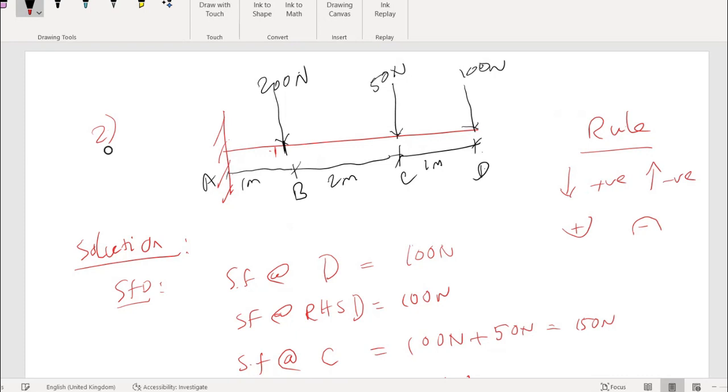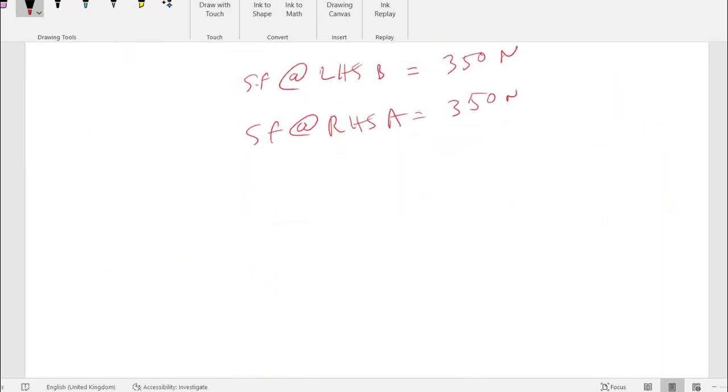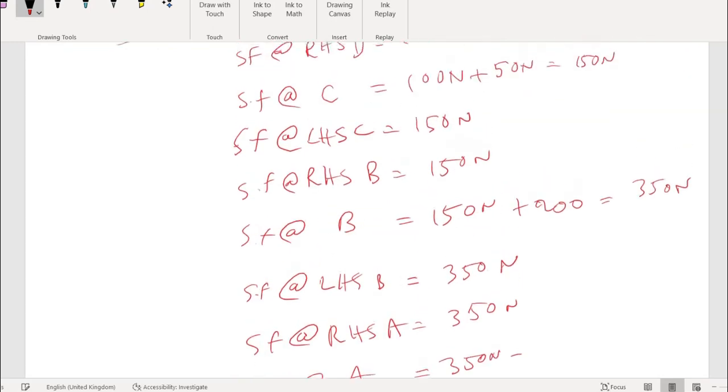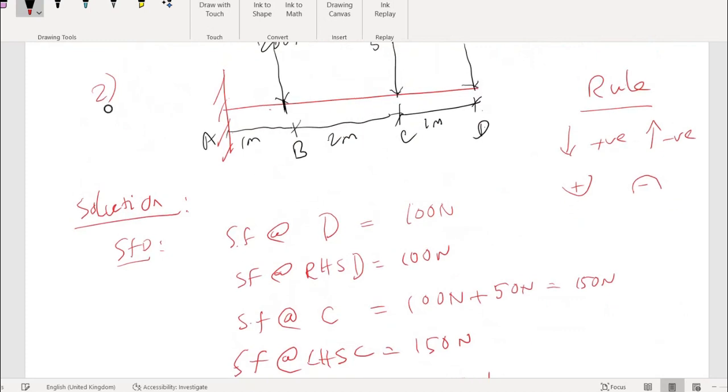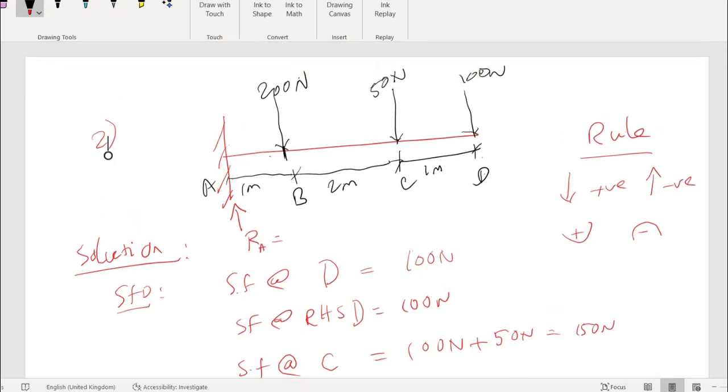Finally you reach A. Shear force at A will be the previous value. I already told you it's an integrated one. Previous value plus, is there any value at this point? Because it's a fixed end, there should be equal and opposite loading, then only the member is said to be balanced. The member should be balanced only if a reaction equal to this whole loading, 100 plus 50 plus 200, 350, is acting upward, only then the system is said to be at equilibrium condition.